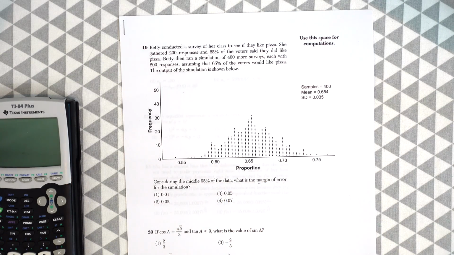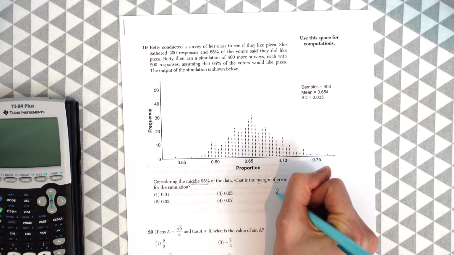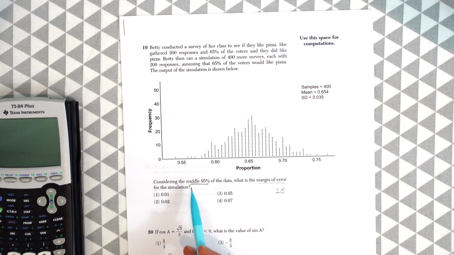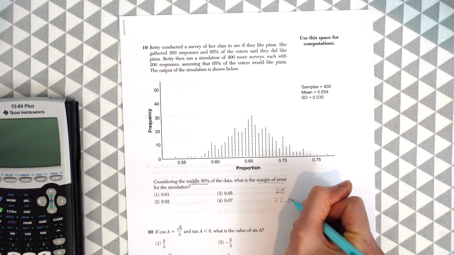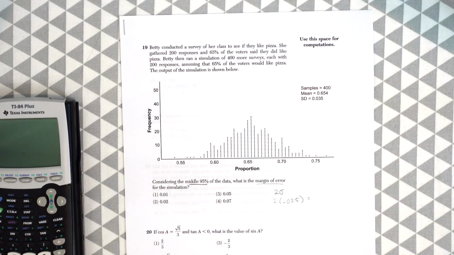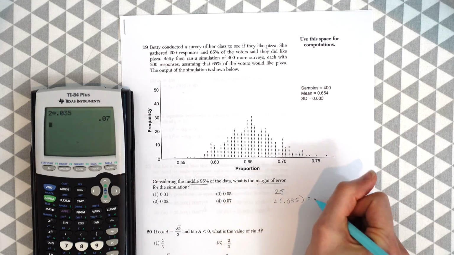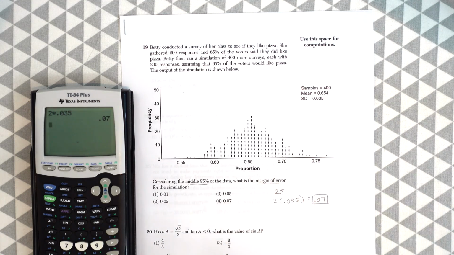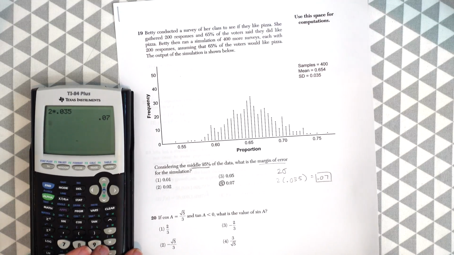So the margin of error is just going to be, in this case, since we're dealing with the middle 95%, just going to be 2 times sigma. So whenever we have the middle 95% and we're dealing with the margin of error, we're just going to do 2 times the sigma or the standard deviation, which in this case they give us right here is 0.035. So we just gotta plug that into our calculator and we get 0.07. So this was very wordy kind of a problem explaining the data we're looking at, but the answer is actually really easy to get, so don't get intimidated by all these words.